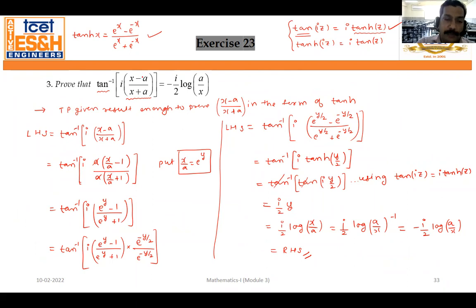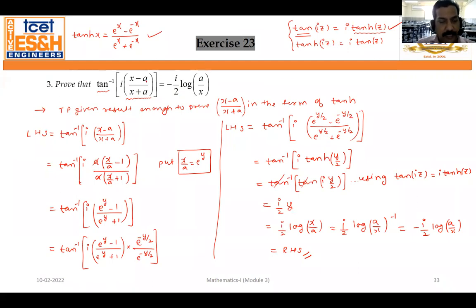Now look at the next question. This is complicated. Prove that tan inverse of i times (x minus a) upon (x plus a) is equal to minus i by 2 times log of a by x.